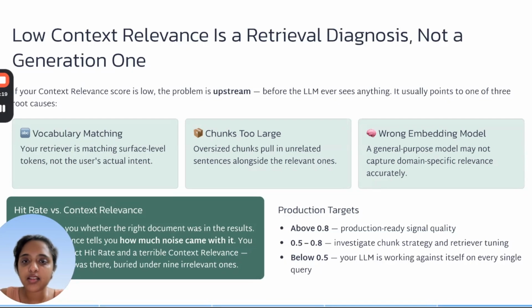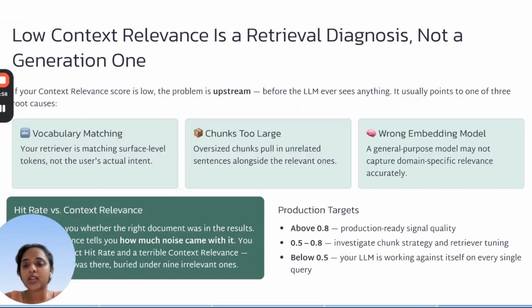So low context relevance is a retrieval diagnosis, not a generation one. It's a reflection of how the retrieval process all in all was. Vocabulary matching can only be a surface level thing, not the actual intent. We can also find that the chunks might be too large. That's why we are getting extra information that is irrelevant. Or the embedding itself was not right. It did not capture the domain-specific relevance accurately. They did not understand the caveats of how the embedding was supposed to be done.